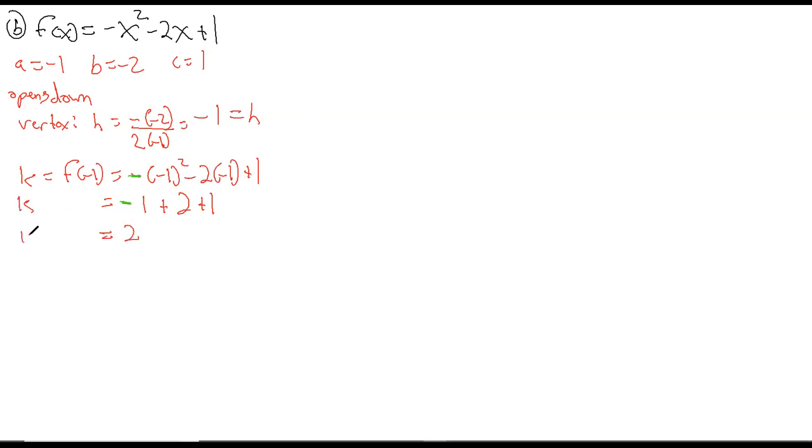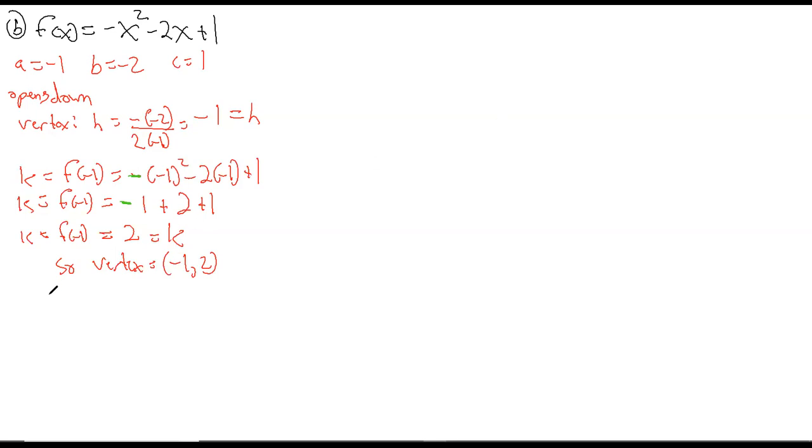So K, which was the f of -1, is 2. So the vertex as a point is -1, 2. That's our lowest or highest point. Since it opens down, it should be the highest. Next, we'll find the X-intercepts.